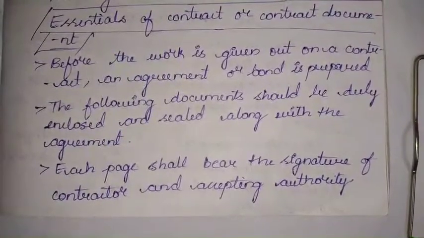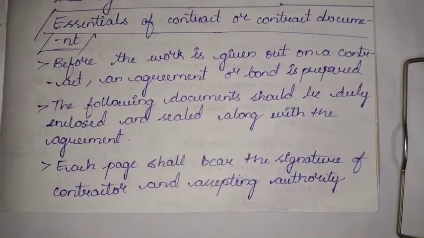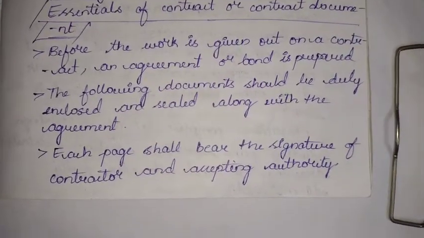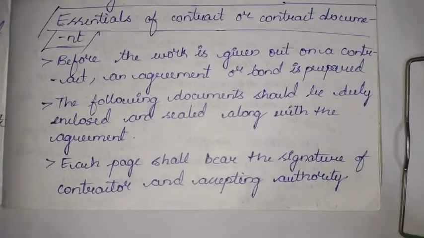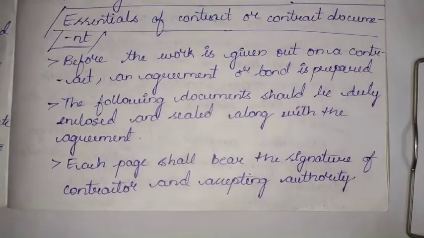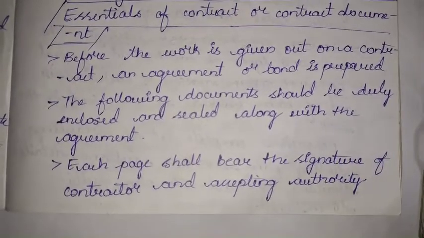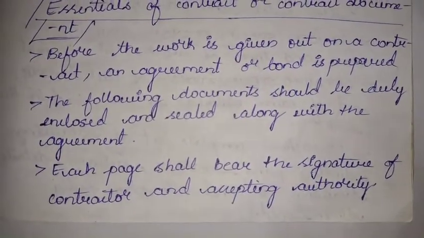Today we are going to discuss the essentials of a contract or contract document. Let me first tell you what this contract document is. Before the work is given out on a contract, an agreement or bond is prepared. For that bond, we are giving a contract document. So for this contract document, what all essentials are required, we are discussing in this video.